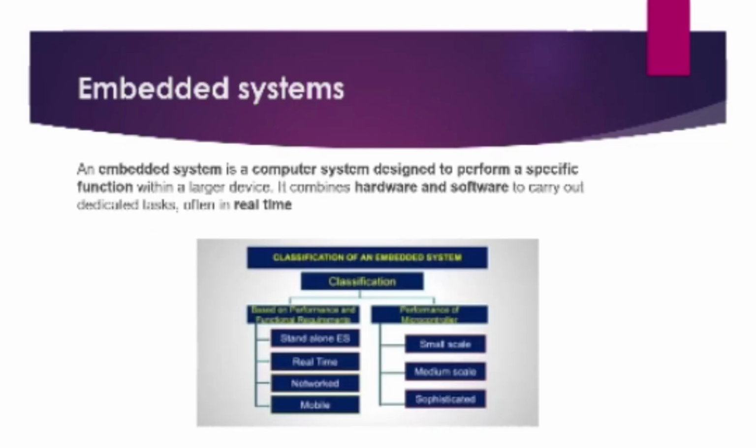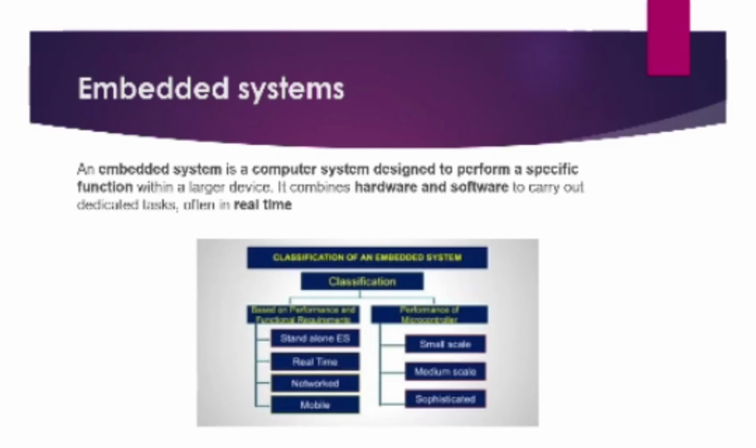Next are embedded systems. An embedded system is a computer system designed to perform a specific function within a larger device. It combines hardware and software to carry out dedicated tasks, often in real time. Embedded systems are classified into two groups, based on their performance and based on the performance of the microcontroller.